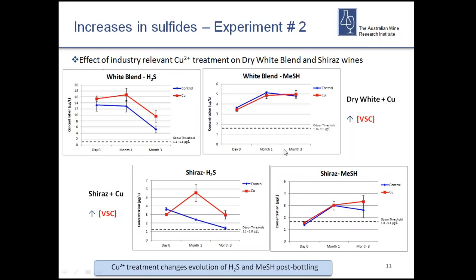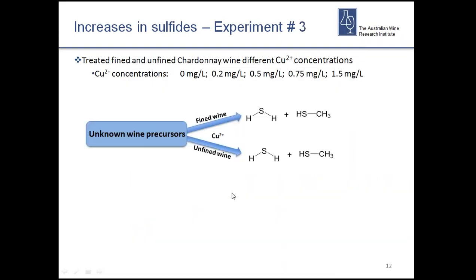And this is the thing that we should always think about when we're adding copper to our wines, that we are changing the way that the hydrogen sulfide and the methanethiol is developing post-bottling. So by adding the copper and just assuming that it'll decrease your thiol concentrations doesn't necessarily mean that that'll be your end result. You might end up with a big increase in your hydrogen sulfide and methanethiol concentrations.